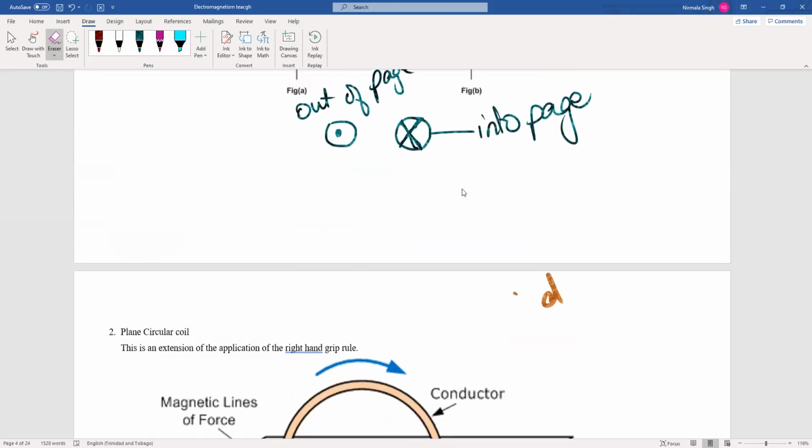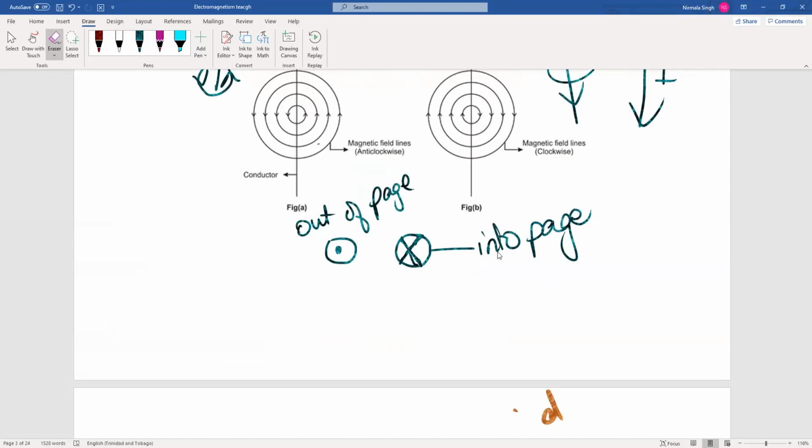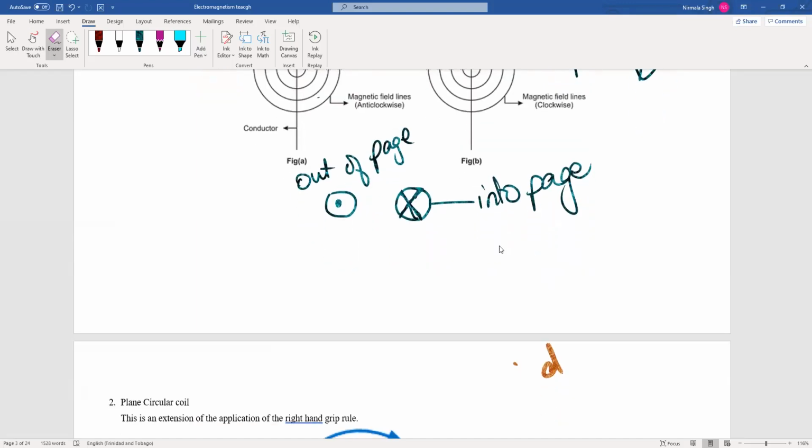We have our plane conductor, our plane wire. Our plane wire has just your current going around, your magnetic field going around it. Why is my thing not working?